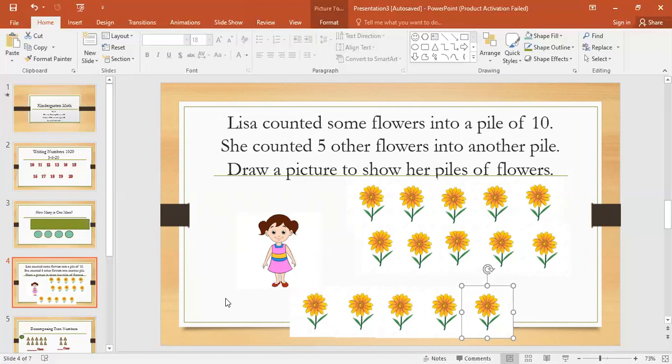All right, great job, guys. So remind me, we have 2 piles here. How many flowers are in pile number 1 right here? 10. Great job. And how many flowers are in our second pile? 5. Great job.